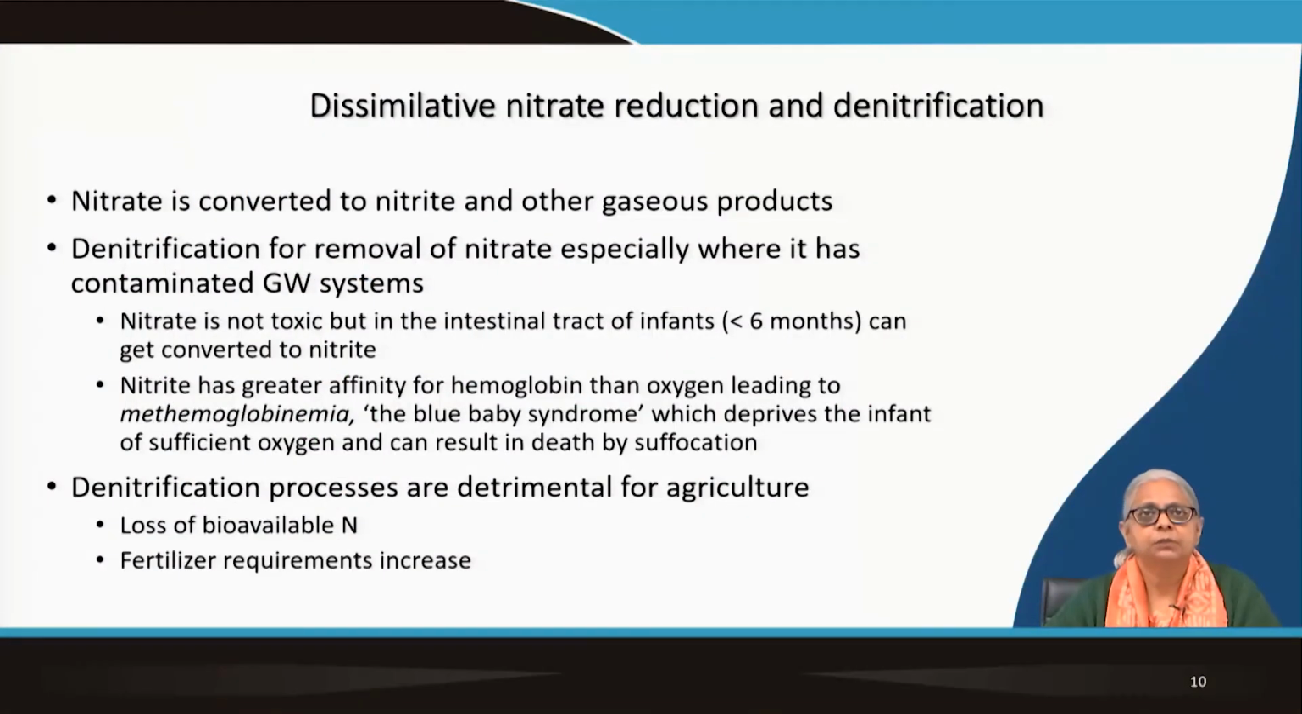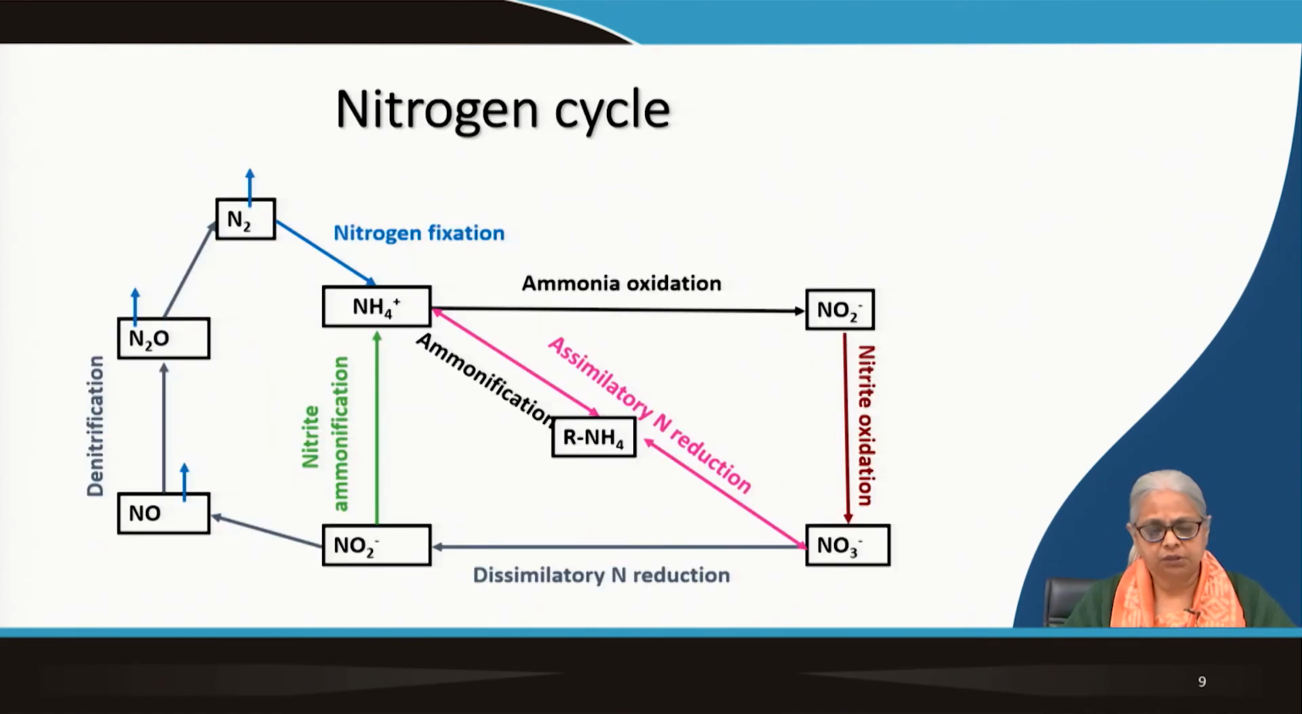So let's come to dissimilatory nitrate reduction and denitrification. In this particular process, nitrate is being converted to nitrite and other gaseous products. So that is what I have shown over here. So here we have the nitrogen cycle in terms of different oxidation states of nitrogen. So we have ammonia, it can be oxidized in the presence of oxygen to nitrite and nitrate. All these forms are considered bioavailable forms of nitrogen, and these bioavailable forms can be taken up into the organic biomass, and this is what we call assimilatory nitrogen reduction.